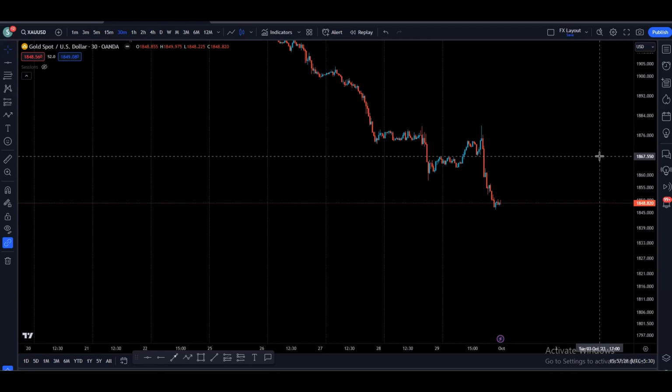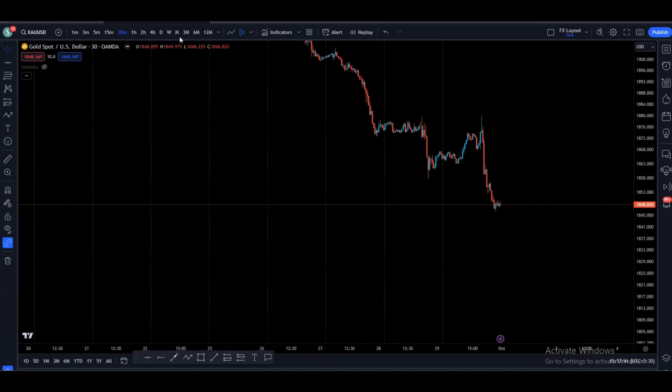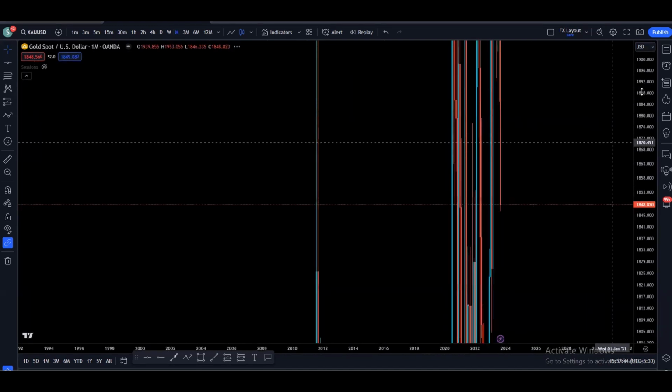So as usual, we are going to start our analysis with the gold monthly time frame, and then we'll go down to lower time frames: weekly, daily, 4 hour and 30 minutes. In the 30 minutes, we will also talk about some intraday and scalping setups as well. So we are going to start with the gold monthly time frame.